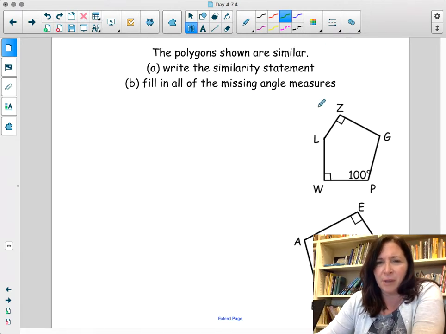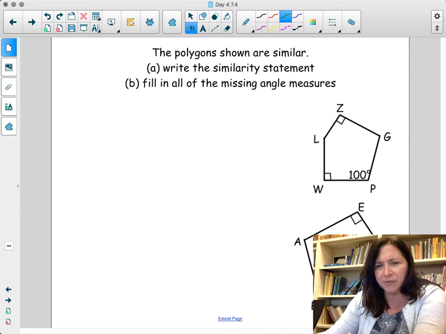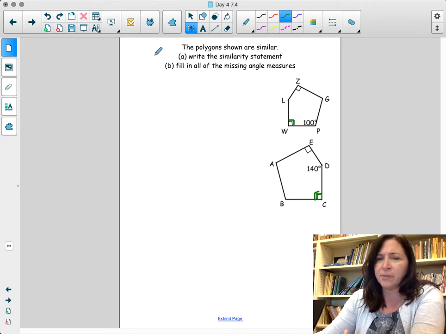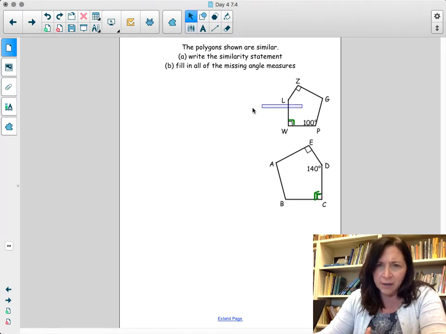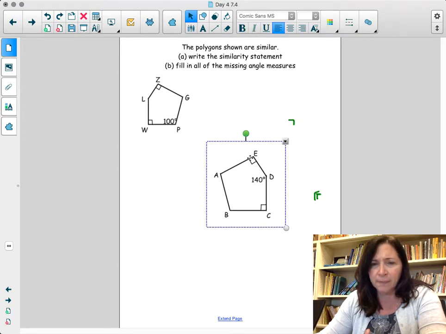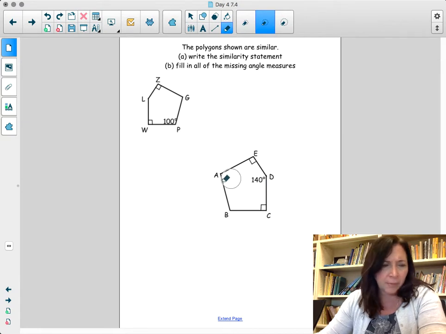Same thing with this. Polygons are similar, but I do notice that they are flipped. See the right triangles here? I'm not sure if you can see that. There's a right triangle here, and there's one here. So you actually would need to flip this around. Personally, I always redraw my shapes all the time. So for me, I would be redrawing this shape.